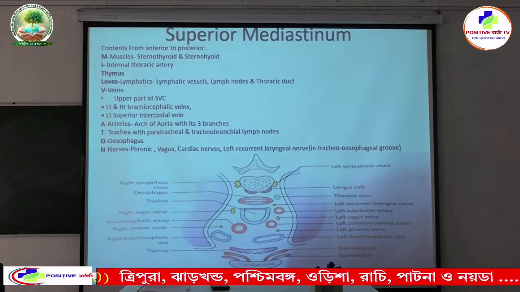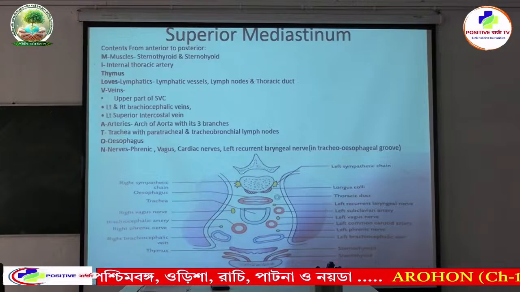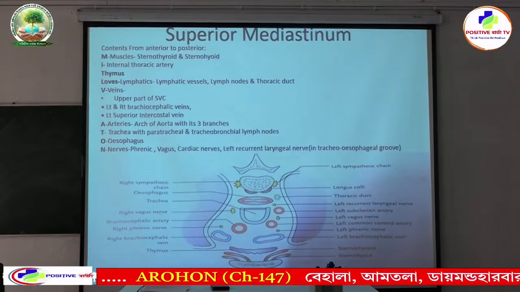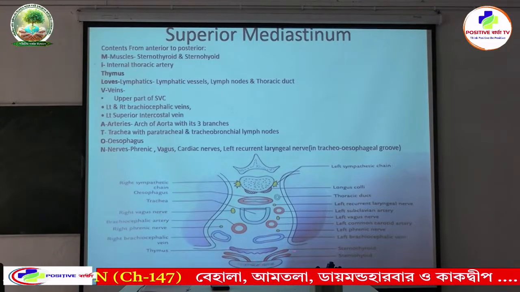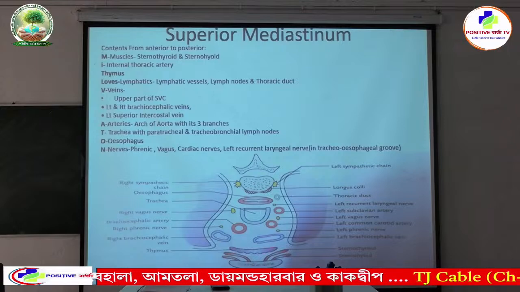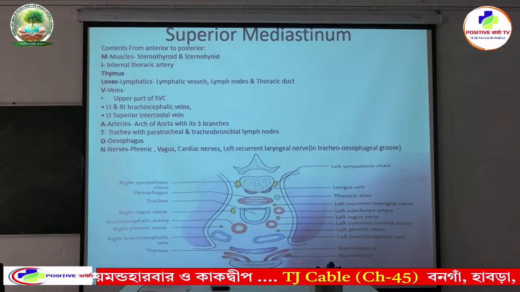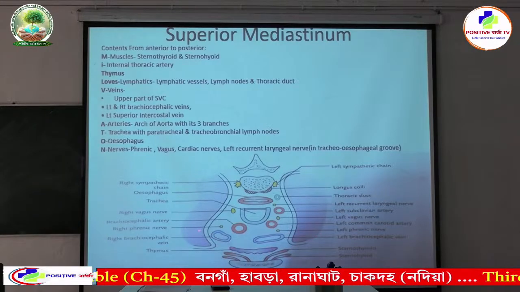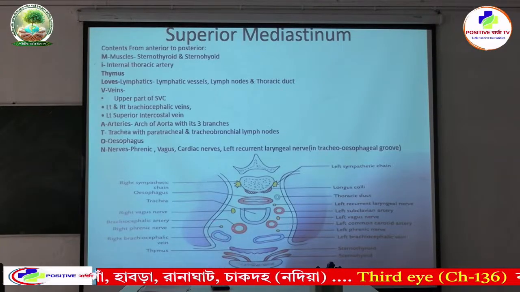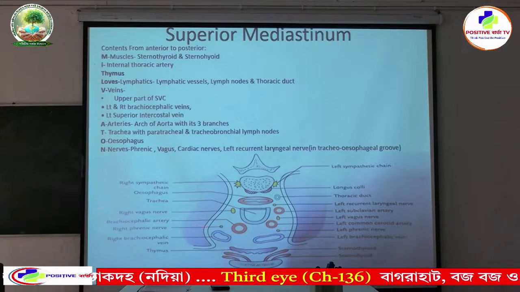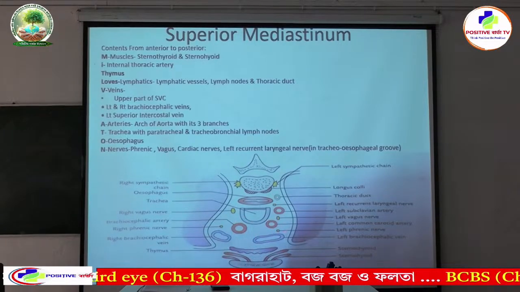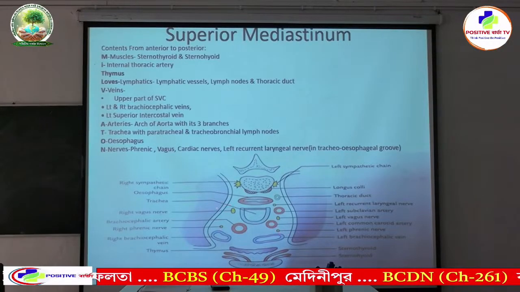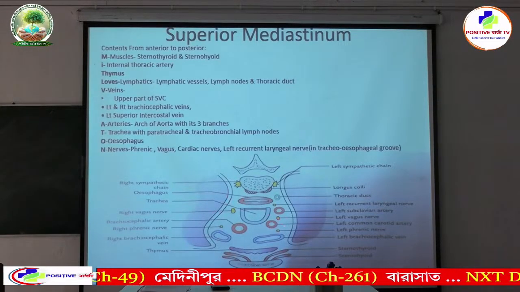This is a transverse section through the superior mediastinum showing the arrangement of the contents. See, this is section through the sternum, manubrium sterni. On its posterior aspect, these two muscles are attached: sternothyroid, sternohyoid. Then you can see the thymus. These are the veins, left and right brachiocephalic vein. These are the three branches of the aorta. On the right side brachiocephalic trunk, left common carotid, left subclavian. See, these are the nerves, right and left phrenic nerve. These are the vagus nerves, right and left vagus nerve.